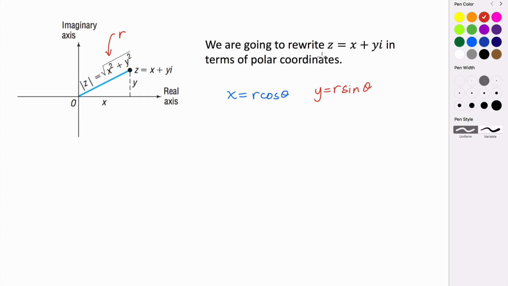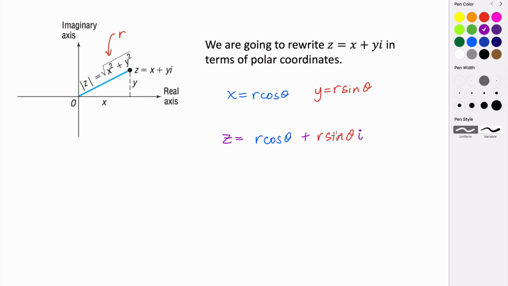So if I want to take this complex number and express it in polar coordinates, I can use this fact and substitute in r cosine theta and r sine theta for x and y to then express my complex number in polar coordinates. So we have z equals, x is just r cosine theta, plus y, which is r sine of theta, all of that times i.